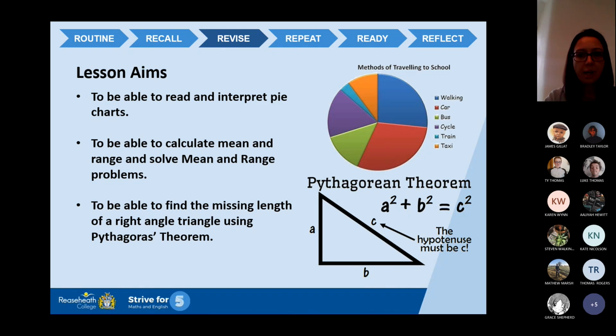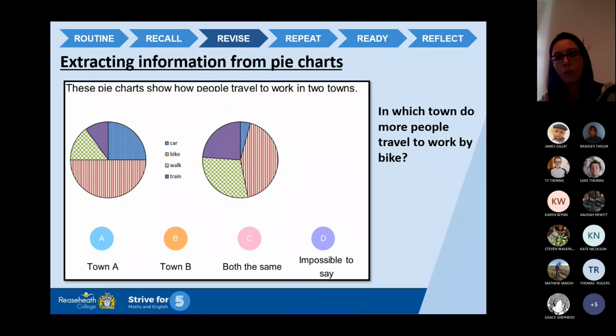Okay, cool. All right then. So let's do pie charts to start with, and then we'll look at if people would rather have Pythag rather than mean and range. Let me know in the chat which you'd want me to do next.